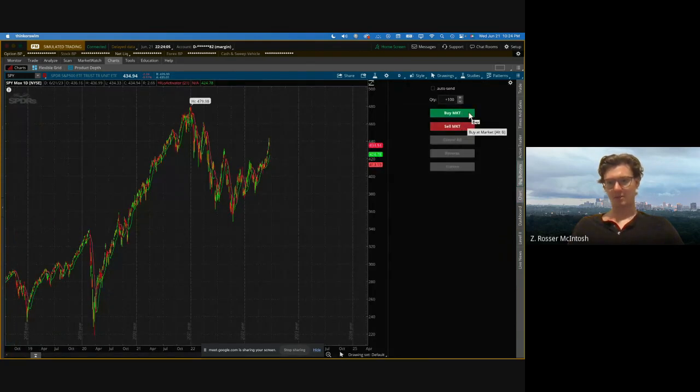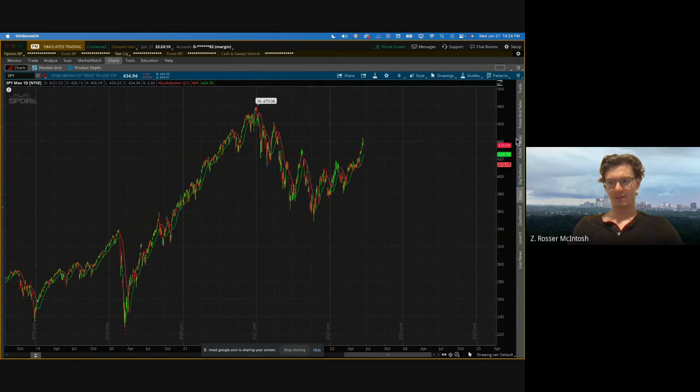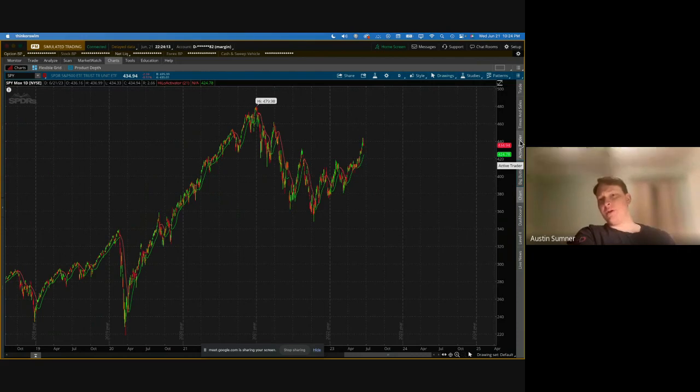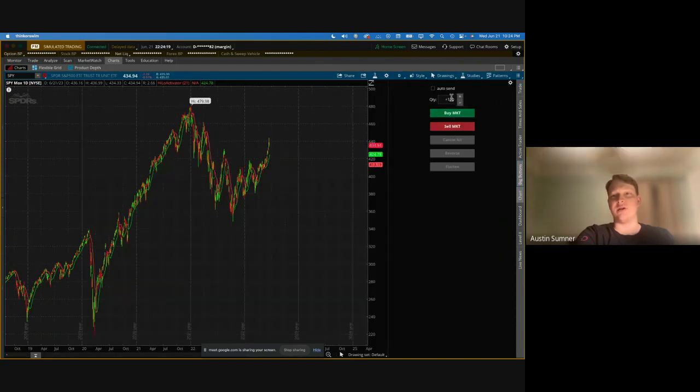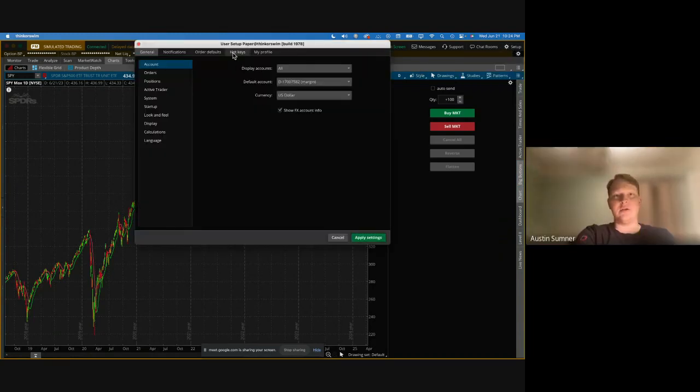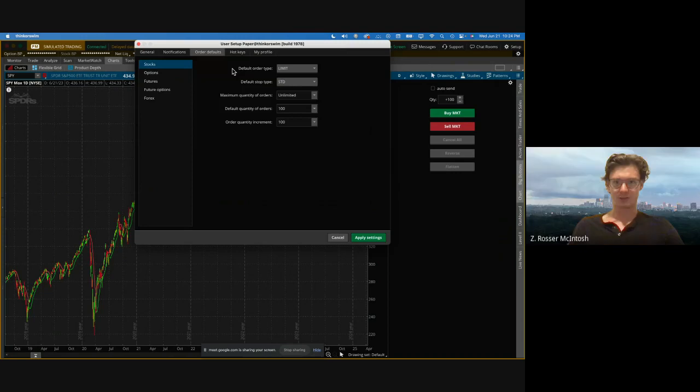So let's talk about order entry. Just looking at the big buttons page right there, you saw how the default order quantity was 100. You can actually change that in setup, so that might be an important thing to go over. Under order defaults, we can go down here and change this to 1, and we can set all of these to 1.